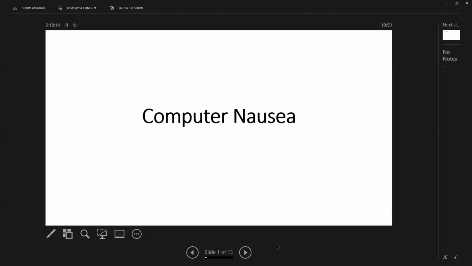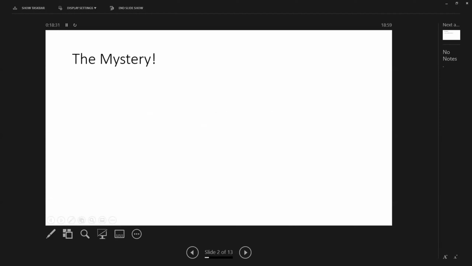Got it. Okay, right. So, actually, the computers weren't being affected. It was the operators that were getting nausea. And let me see why it is not allowing me to advance the screen now. There we go. So, a mystery that we've got.